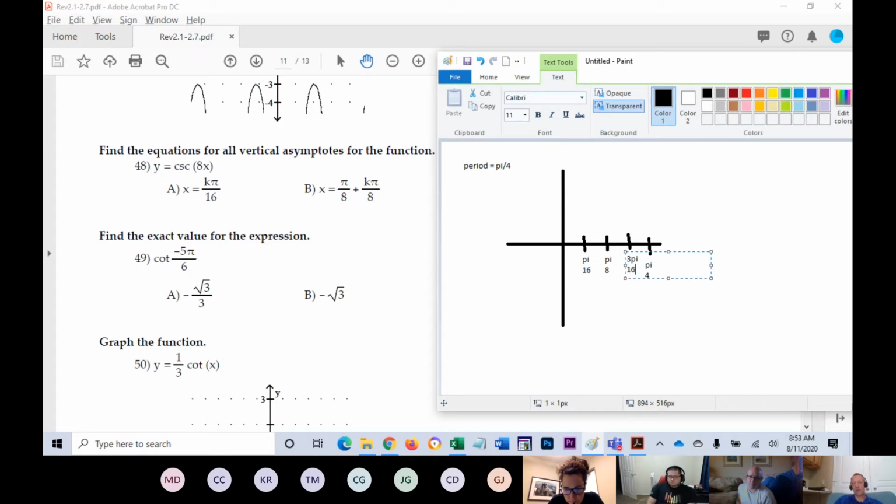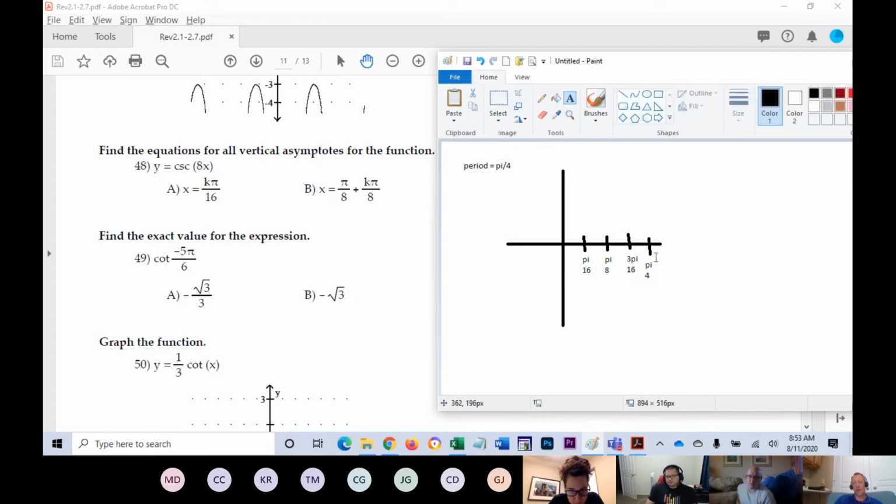Okay, does that make sense? I think of it as a ruler, you know, when you look at a ruler. I always start with the period, then I go halfway, then I go halfway again, and then you add those two and you get that one.